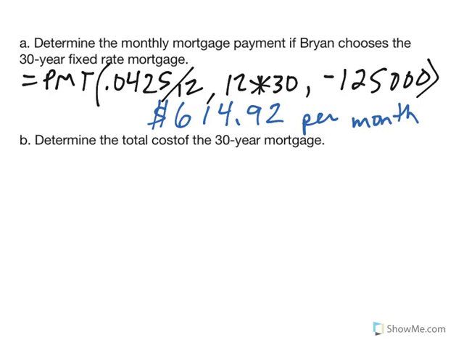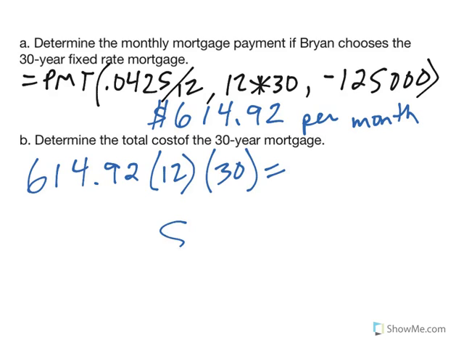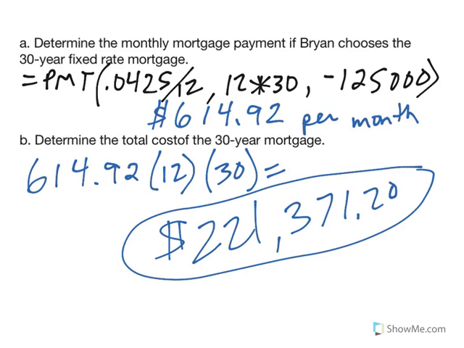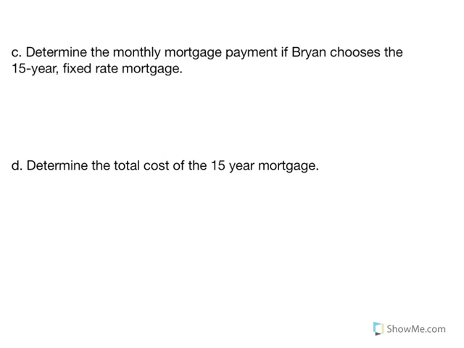Well, how much are they going to pay total in the 30 years? Well, you get your monthly payment, 12 months in a year, 30 years in this loan. They're going to pay a total of $221,371.20. So there's the total. And that seems, it's an extra about $100,000 they're going to pay. Well, let's compare that to the 15-year.